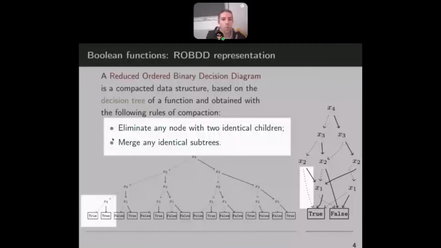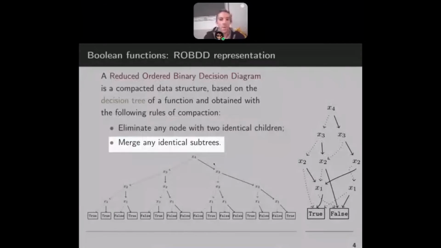And the second rule says that if you have twice the same substructure in the decision tree, then you just keep one of them and the second is removed and replaced by a pointer to the first one. So for example, here you have x1 pointing to false and to true. It is the left subtree of this x2, but it is also the right subtree of this x2. So it appears, for example, here and here, and finally we just keep one occurrence in the ROBDD.